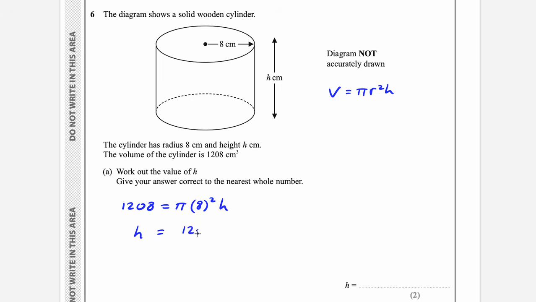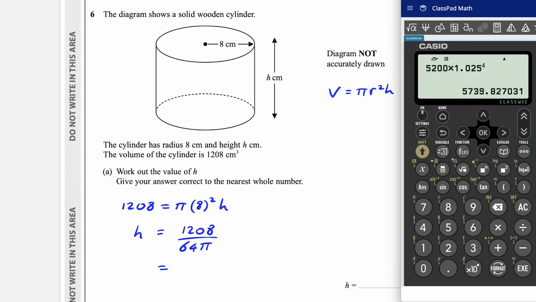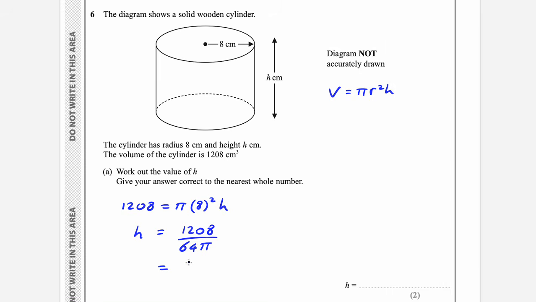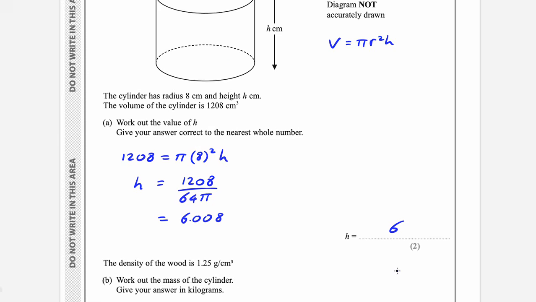h is 1208 divided by both of these. 8 squared is 64, guys. 64 pi, giving me 1208 over 64 pi, 6.008. So it's definitely going to be 6, guys, to the nearest whole number. 6.008. h is equal to 6.